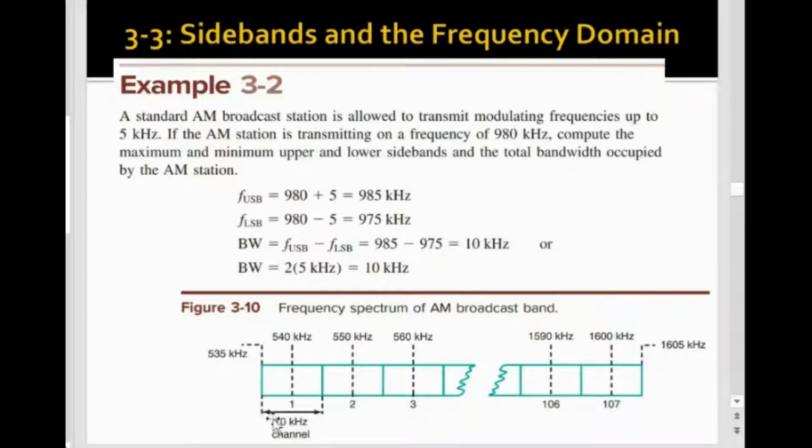So each channel has 10 kilohertz bandwidth. You can see the carrier considered for each of them is at the center. For example, 540 kilohertz is the carrier. Then the bandwidth is plus minus 5, becoming 10 kilohertz total bandwidth. The next channel is 550 kilohertz carrier, the next one is 560 kilohertz, and going on. So this 980 can be somewhere in the middle, for example.